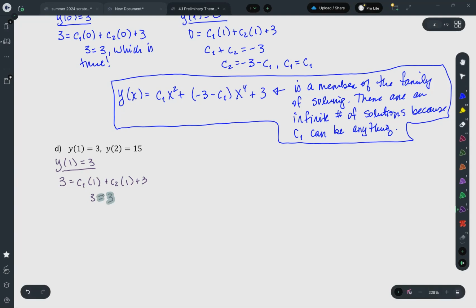No, I don't. Hold on. I'm sorry, I can't do math for just a moment. I subtract 3 from both sides. I get C1 plus C2 is equal to 0. That makes a lot more sense.